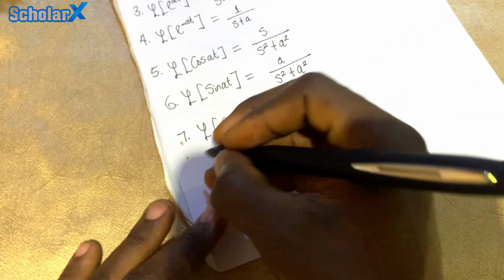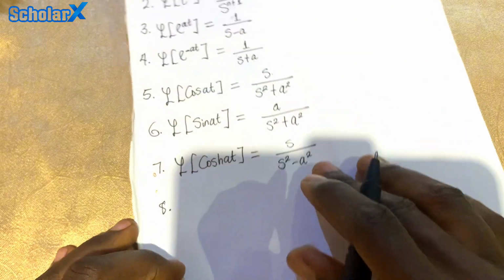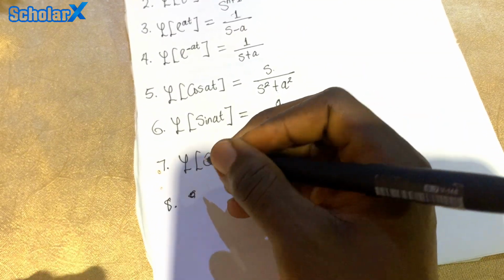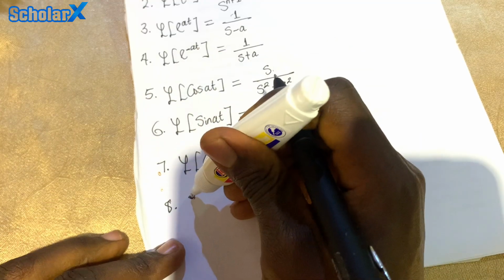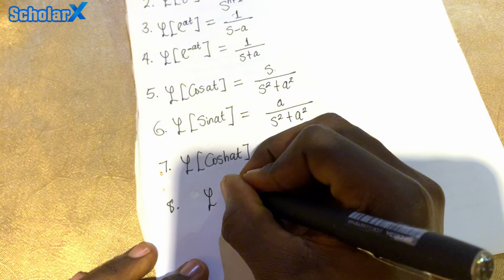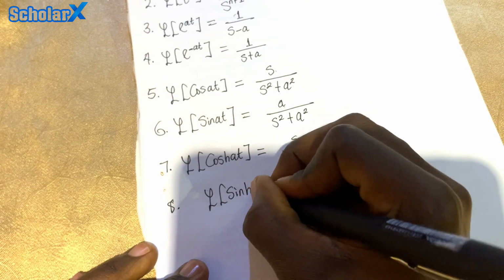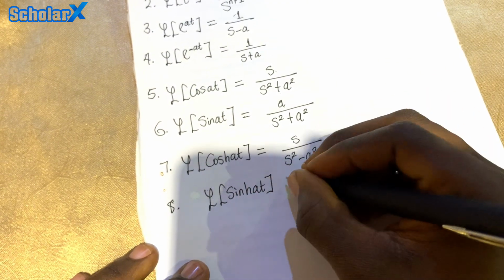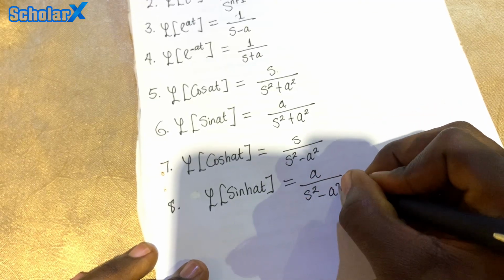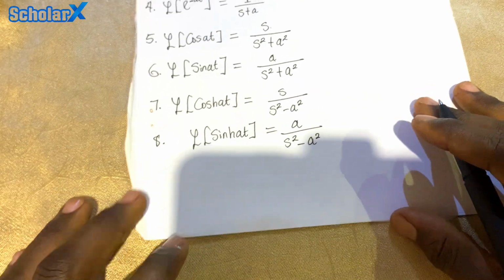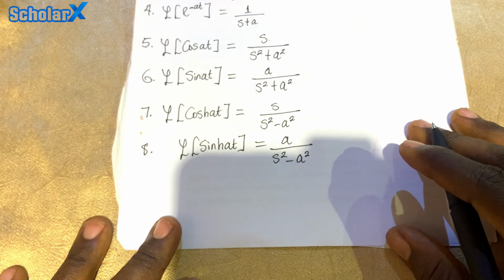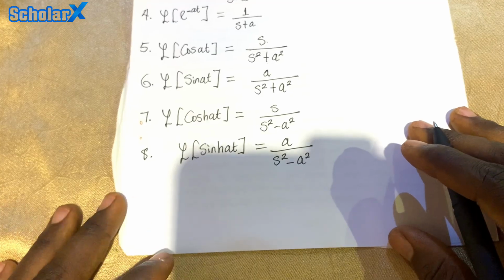All right, let's also go further to look at another one. Let's look at sinh at. So if we carry out the Laplace transform of sinh at, what are we going to have? We're going to have a over what? s squared minus a squared. So the Laplace transform of sinh at is a over s squared minus a squared. I want you to take note of that.